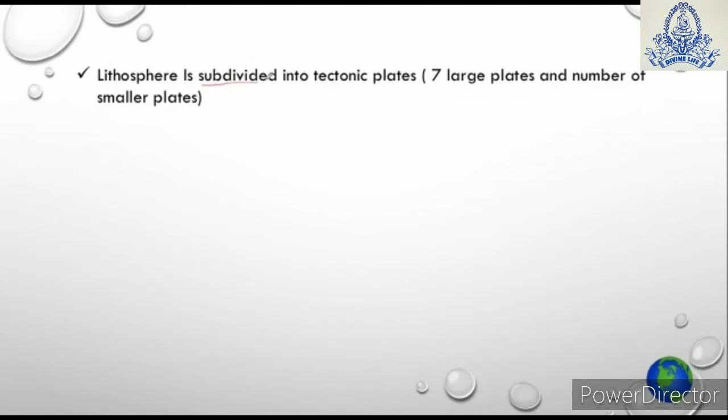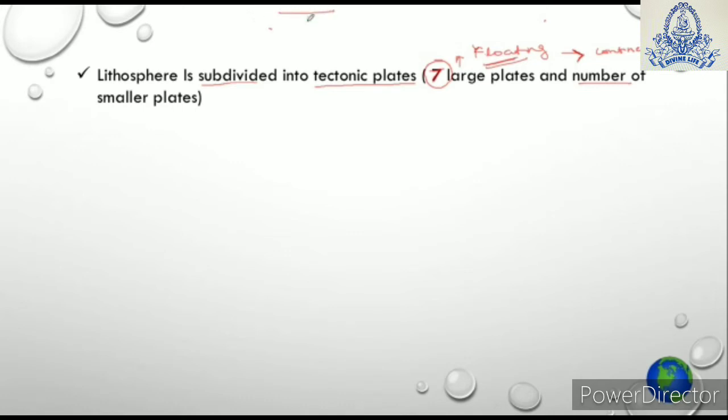Lithosphere is subdivided into tectonic plates. So there are basically 7 large tectonic plates and a number of smaller plates. These plates are carrying your continents, and that's how your continents are moving or floating above the mantle. Let's quickly see why they float.